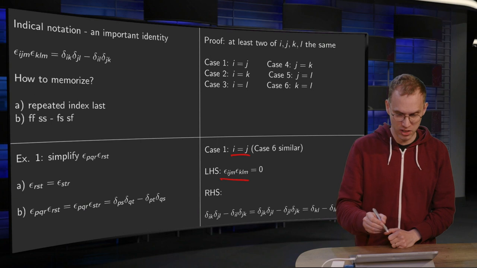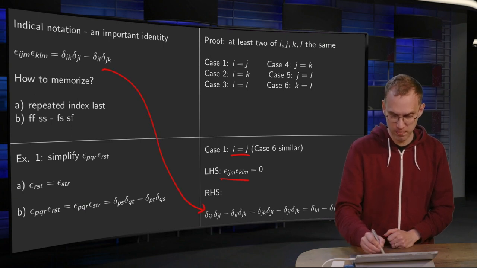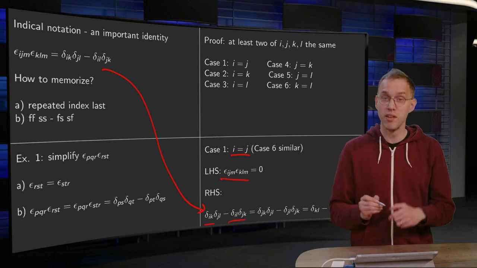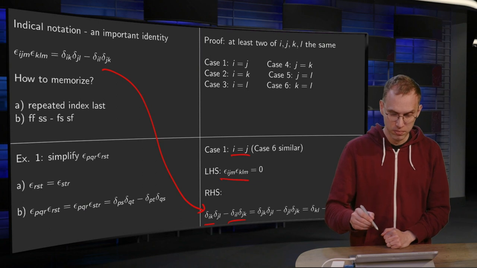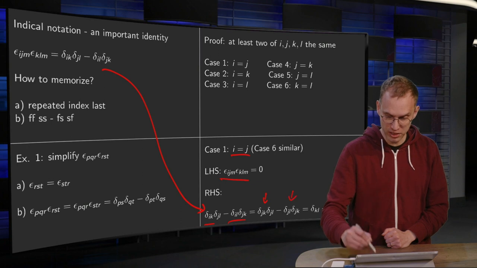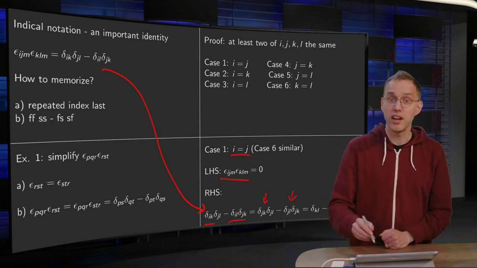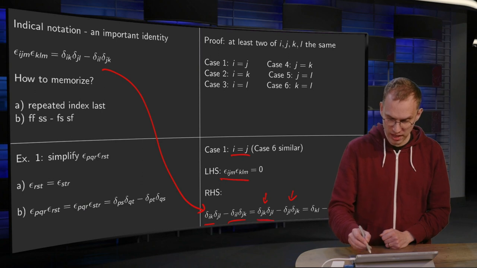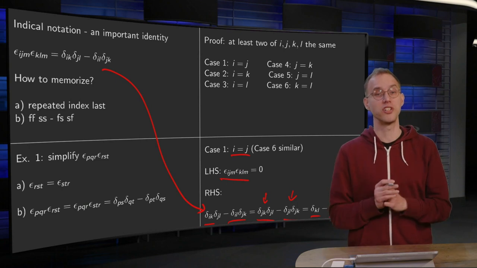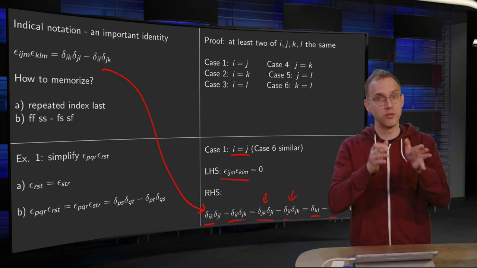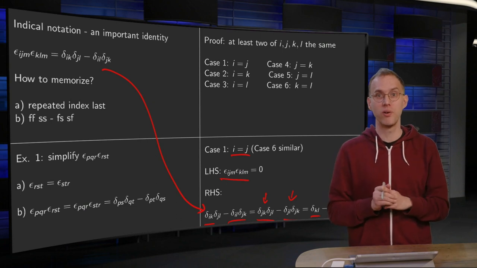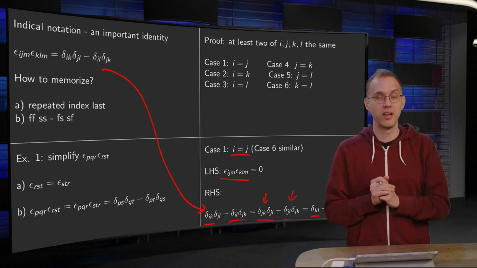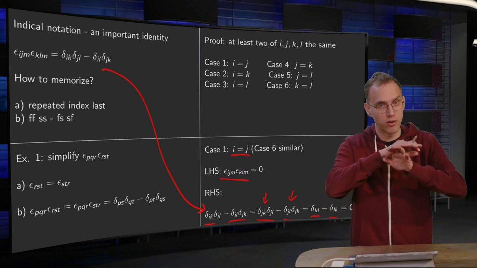What about the right-hand side? So we copy the right-hand side, delta ik delta jl minus delta il delta jk. We know i equals j. So the delta ik becomes a delta jk, and the delta il becomes a delta jl. And then we carry out the sum. Here we have a delta kl, and here we get a delta kl as well. So a delta kl minus delta kl. Those are the same, so we have 0. So in case 1, left and right are 0, whichever choice we made apart from i equals j. So we covered everything now.